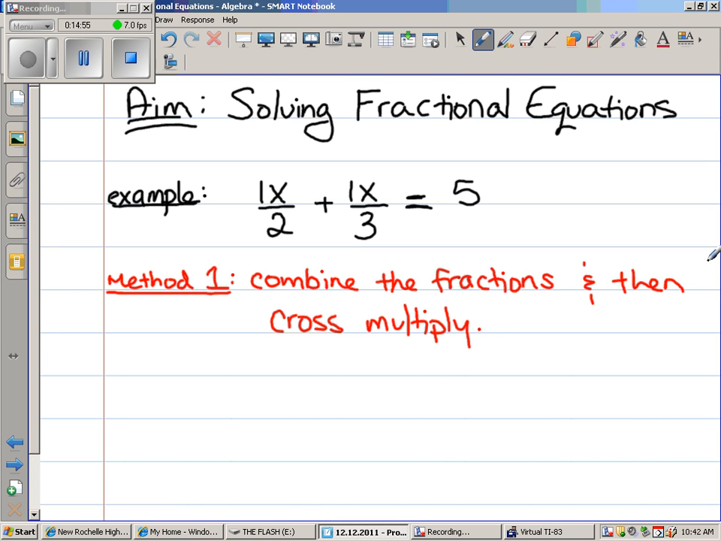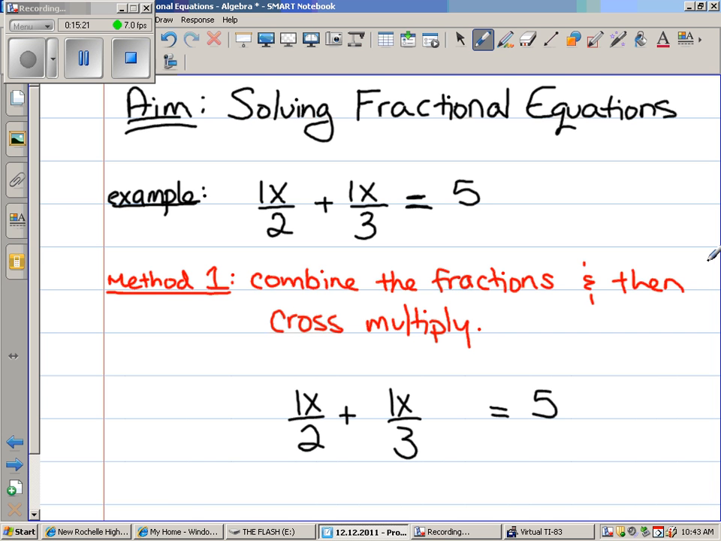Ivan? Wait, hold on one second. Let me just jot this down really quickly. So I've got 1x over, hold on a second. You know what? Let me put it in a color that's the same as on top, so people understand it. I got 1x over 2 plus 1x over 3, and then over here I've got equals 5. Ivan, talk to me, buddy. What am I multiplying by so that they'll have the same bottom? What should the bottoms be?